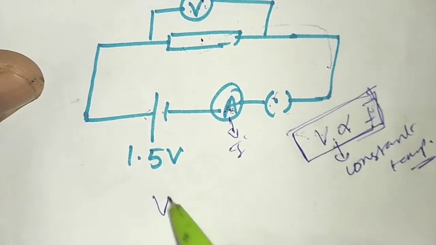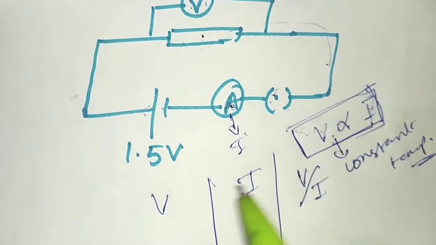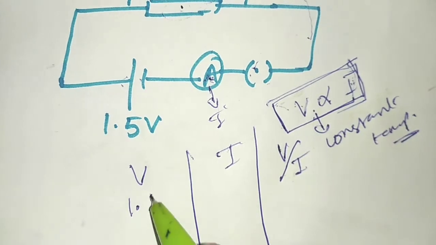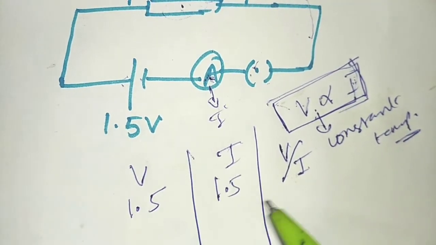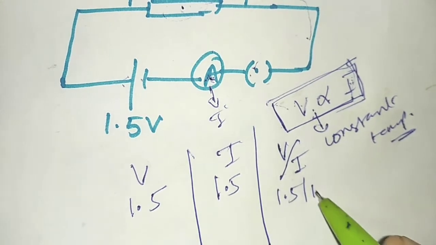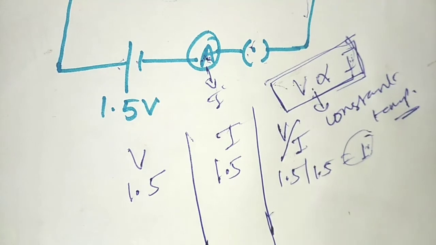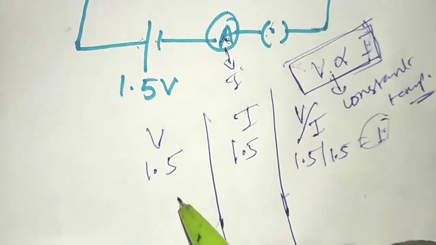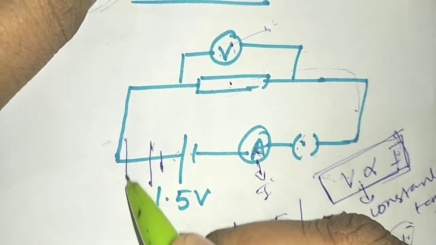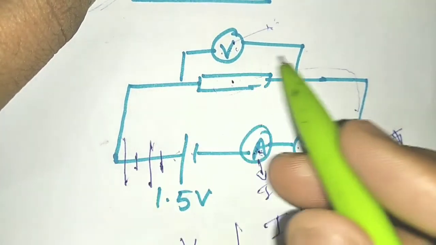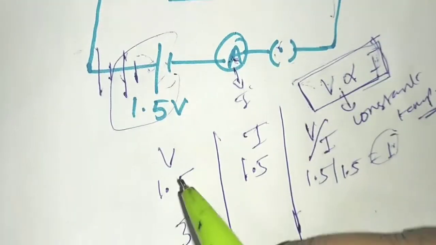Now we need to draw a table here, students, with V, I and V by I. First I have taken a 1.5 volt battery. Let us say I got a current of 1.5. Now when I divide 1.5 by 1.5, I get 1. We need to get this constant throughout all the values. Let us see. Now we increase by another 1.5 volt, and keep on repeating this experiment. When I add another 1.5 volt, the total voltage becomes 3 volt, right?